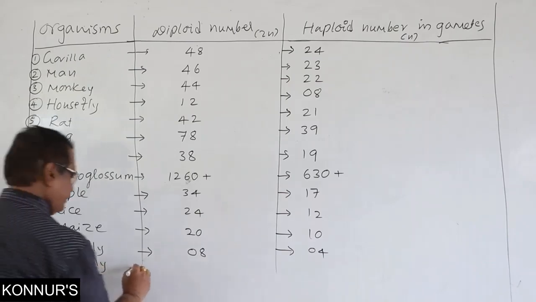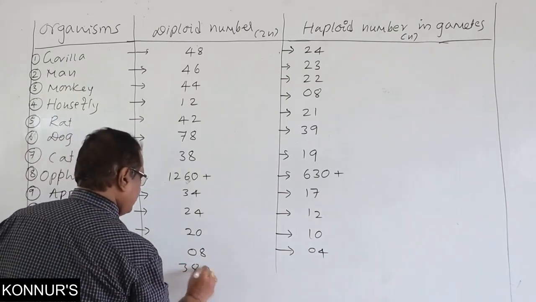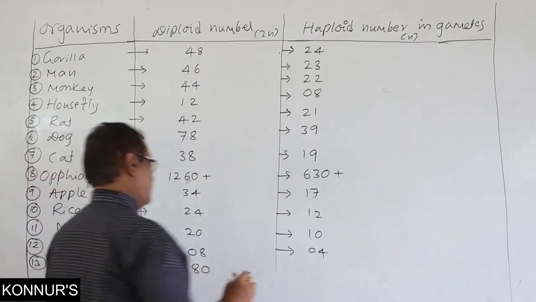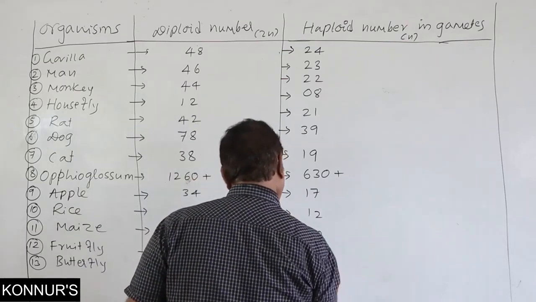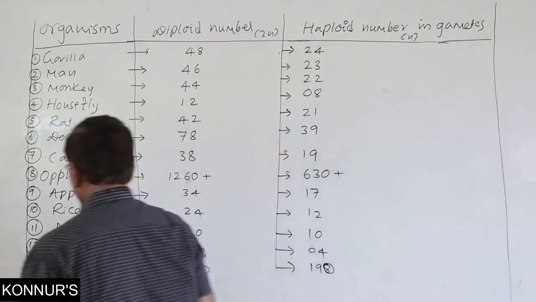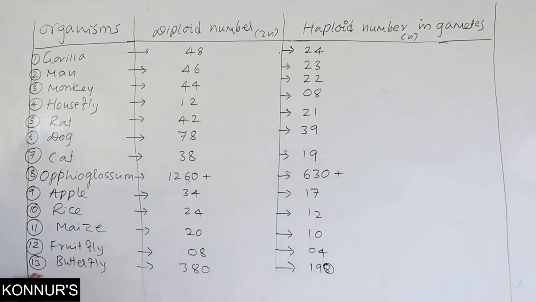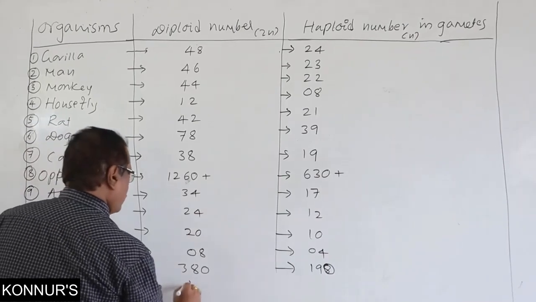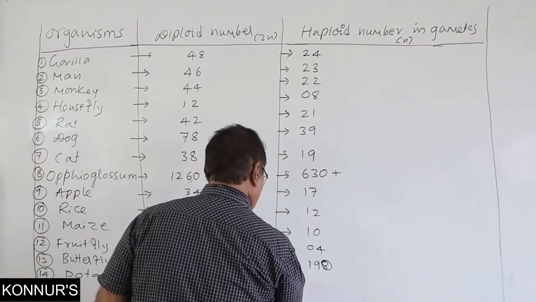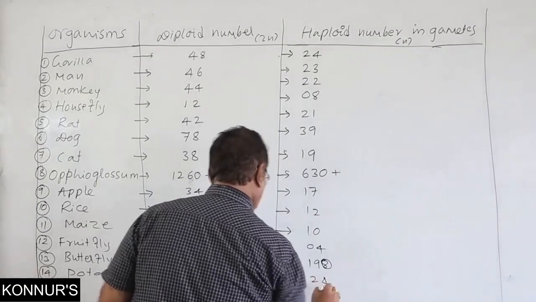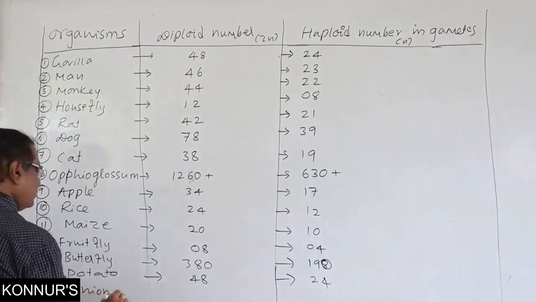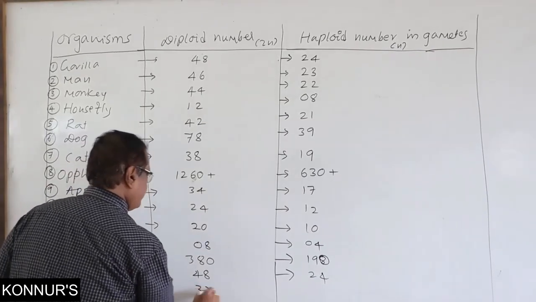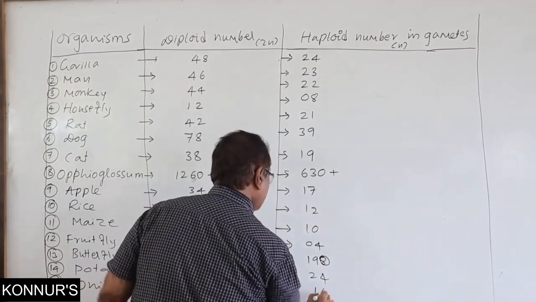Butterfly, 380, and in their gametes 190. Potato, 48, in their gametes 24. Onion, 32, in their gametes 16.